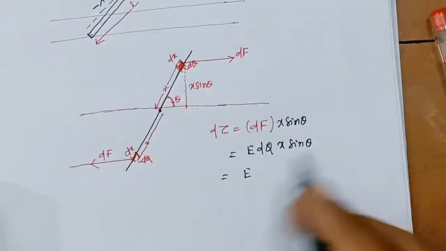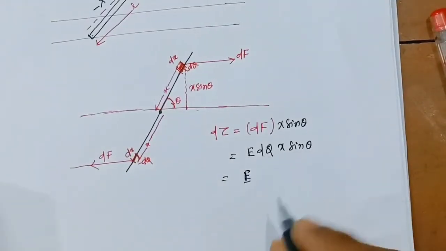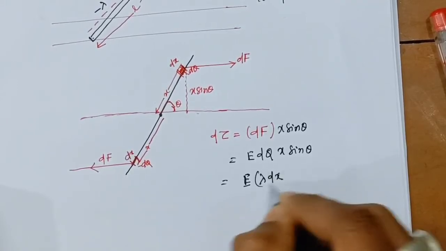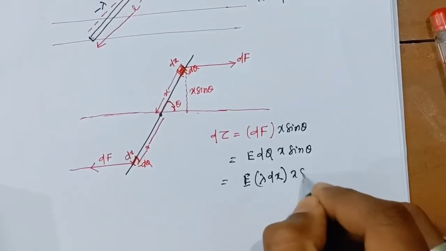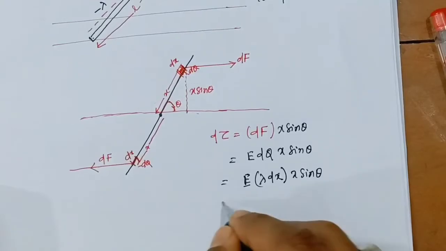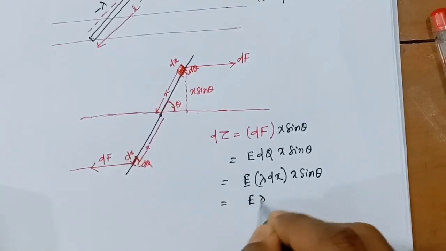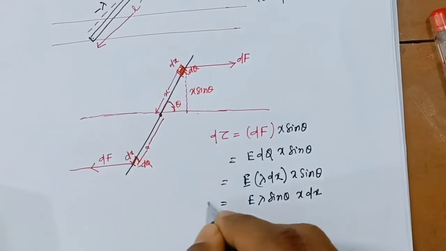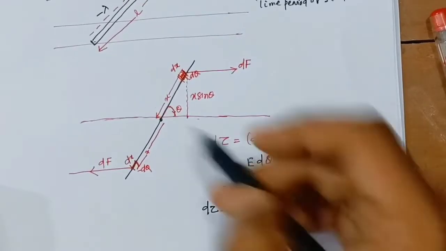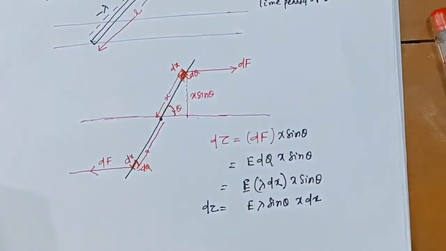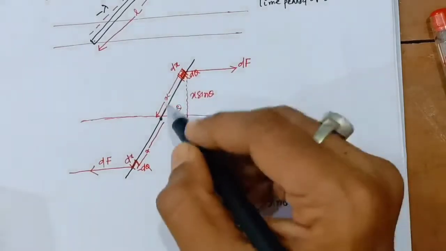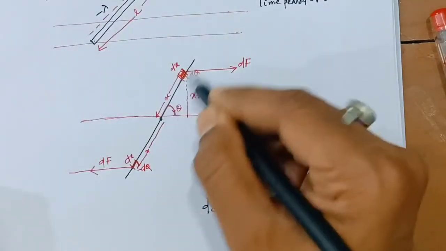So I consider this electric field is E, and dq can be written as lambda dx, and this is x sine theta. A little arrangement here: E lambda sine theta, this is x dx. This is the torque generated in the upper half section. If I go for integration, I will get the net torque about this upper half section.